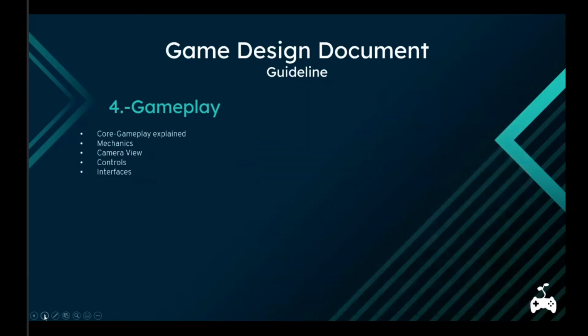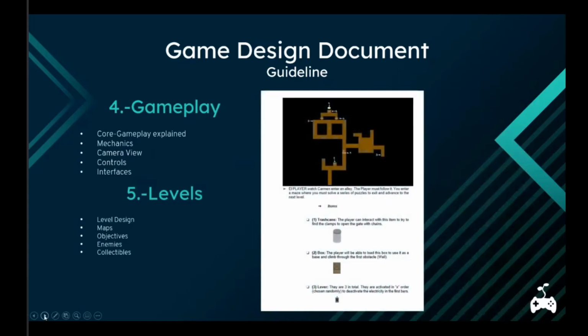Next is the levels. How many levels it will contain, map of each level, objectives, enemies, items, or perhaps collectibles. You need to list them all. The more detailed, the better. Great. As you can see in the sample right here.